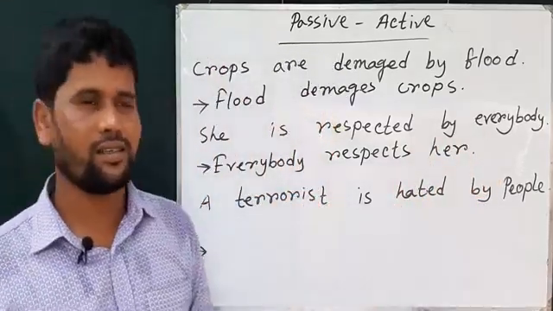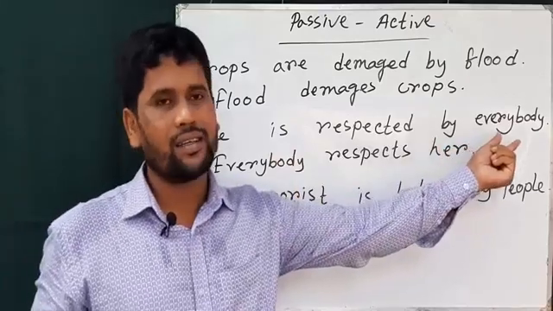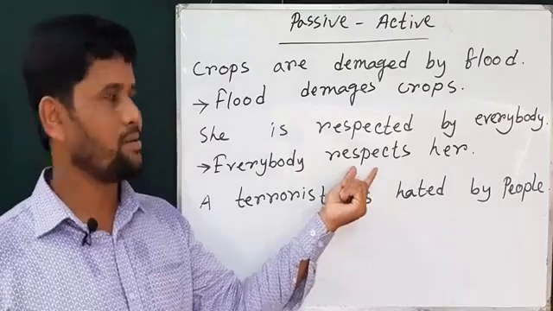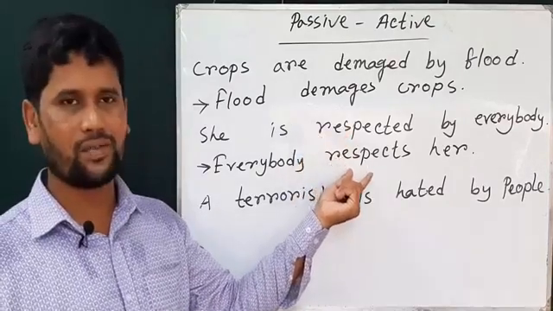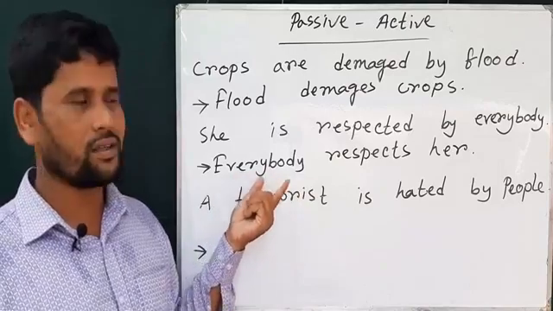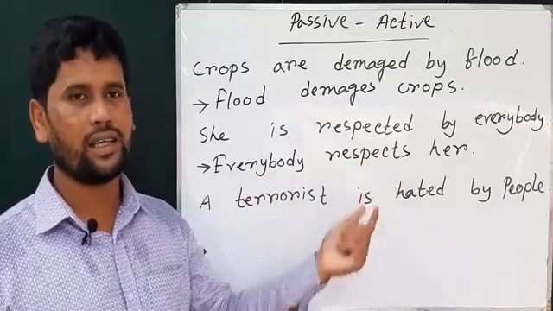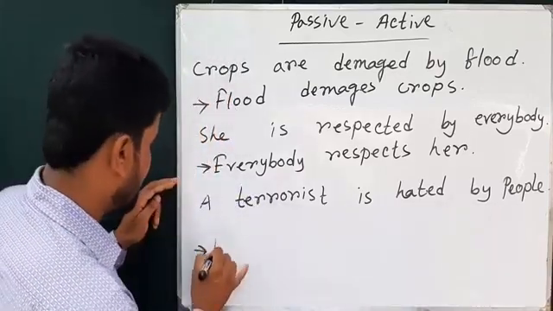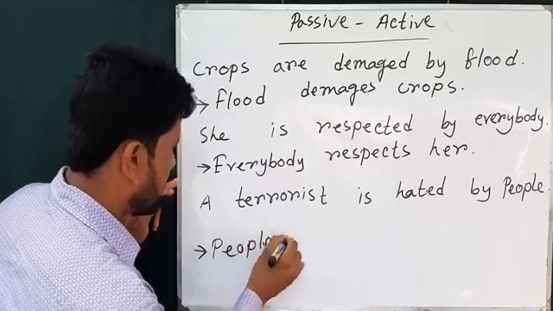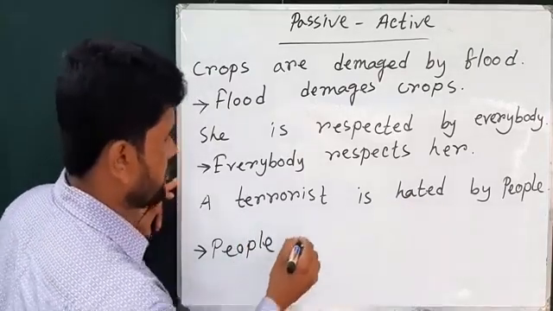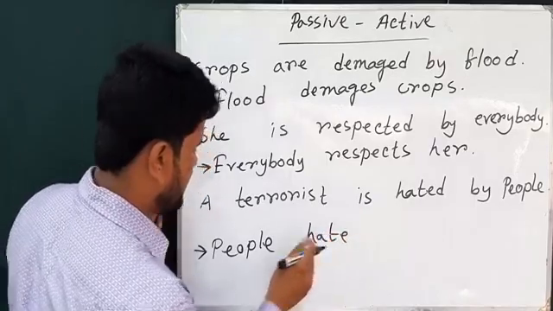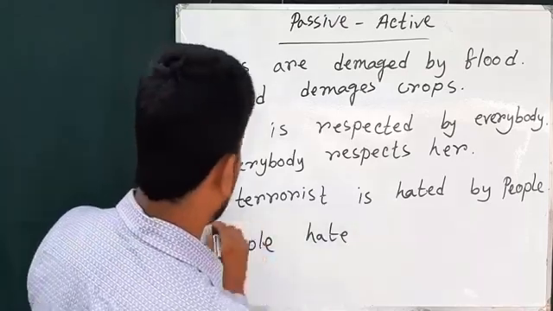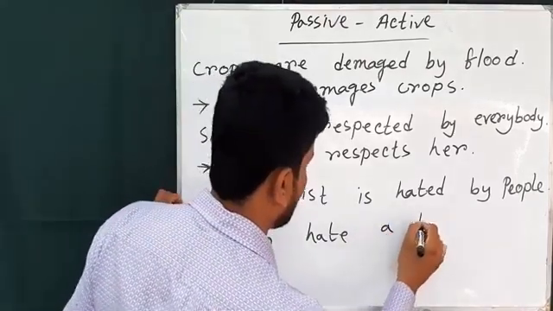There is no extension, so just turn the object into subject, then write the verb according to tense, present indefinite tense, so present form, and when we find everybody, everyone, then we use s or es at the end of the verb. Then the next, you see people, then present indefinite tense, so we use present form hate, and it is third person plural, so we need not use s, and then turn the subject into object, a terrorist.